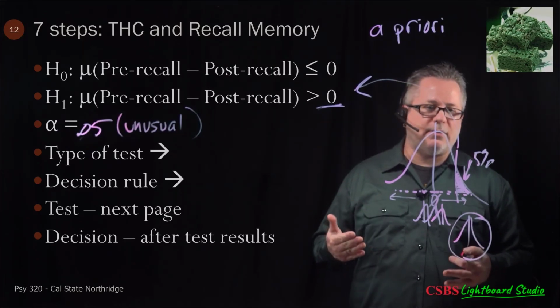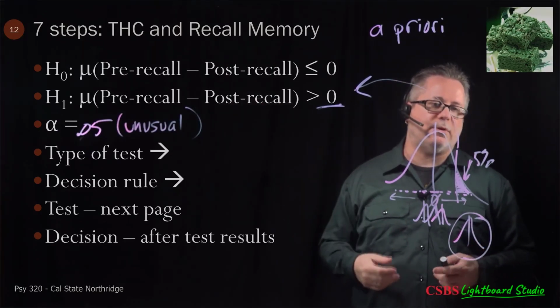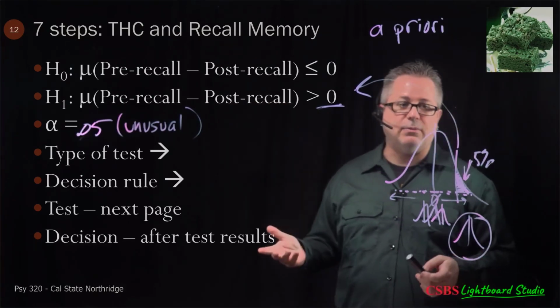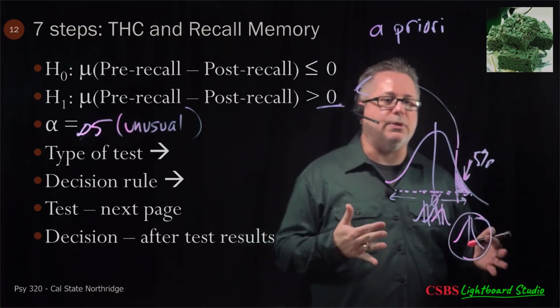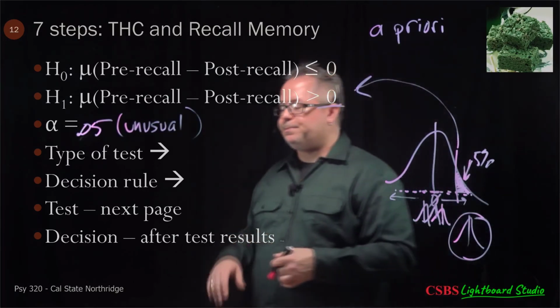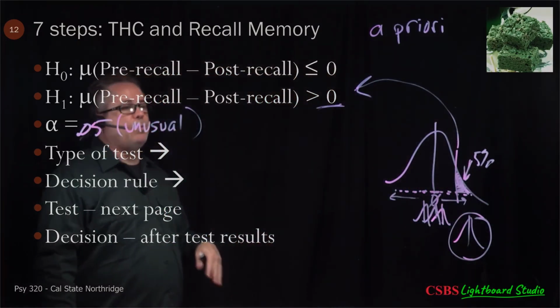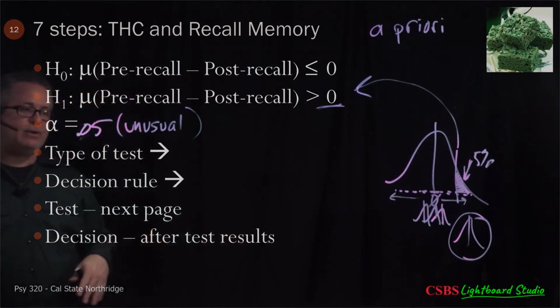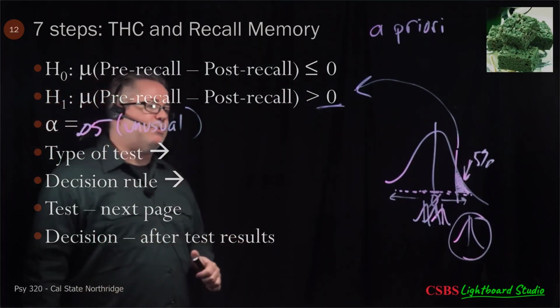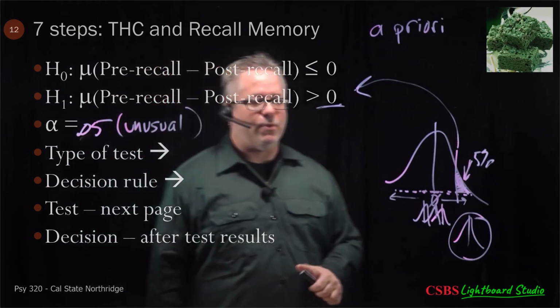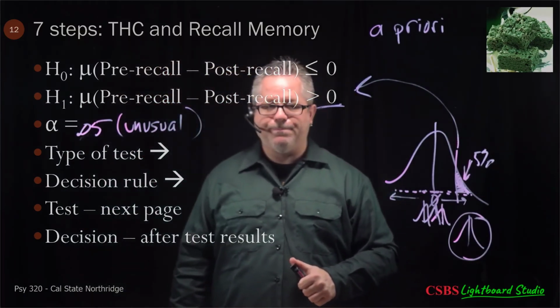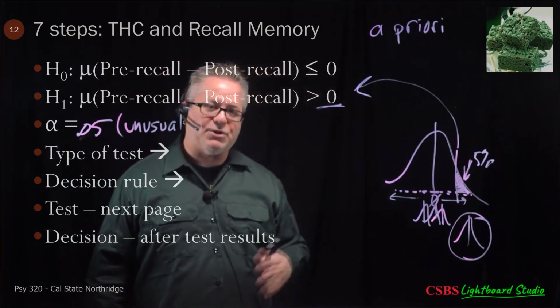A better explanation is that the thing we did to them worked. In this case, it's that THC worked to lower their recall. All right. So that's a rehash of alpha. Why it's 5%, I couldn't tell you. I'm sure there's probably a good explanation, and I'm sure I've heard probably 10 different explanations of why it's 5%. But it doesn't matter. It's just what it is. It's convention.